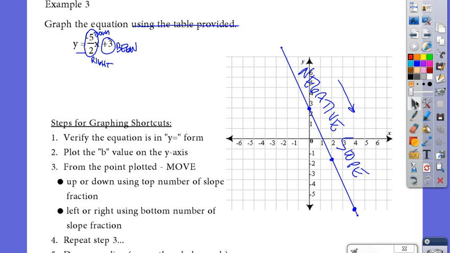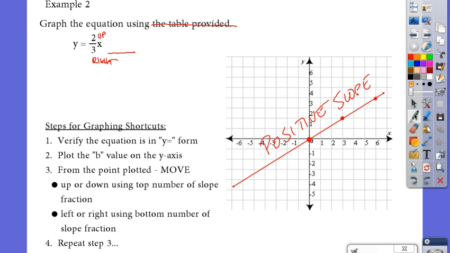Okay, I look back at this equation, did my line have positive or negative slope? It had positive, so my line should be going up left to right.